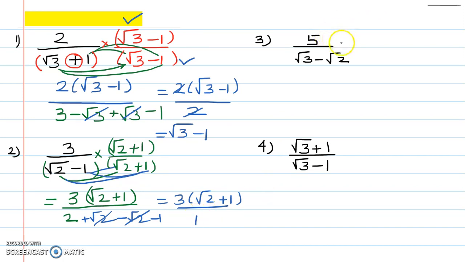Similarly here, what we are going to do is just change the sign of the denominator, and multiply in numerator and denominator both, and put it in a bracket.